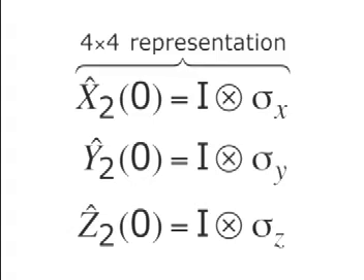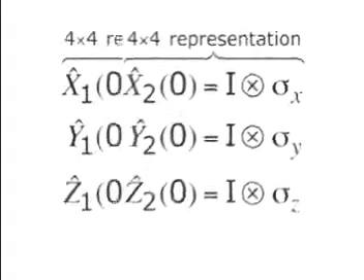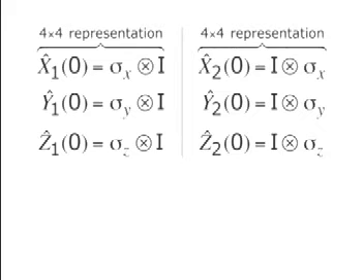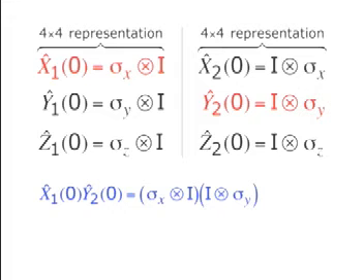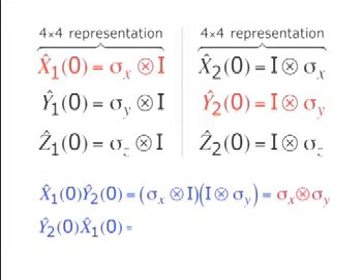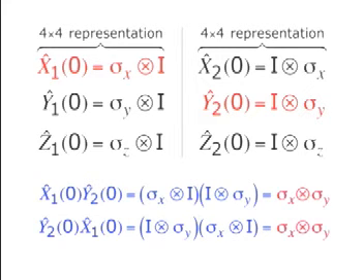And the object of the exercise, any observable of the first qubit commutes with any observable of the second. For instance, x1, y2 at time 0 is sigma x cross 1 times 1 cross sigma y, which equals sigma x cross sigma y. And taking it the other way around, y2x1 equals 1 cross sigma y times sigma x cross 1, which also equals sigma x cross sigma y.